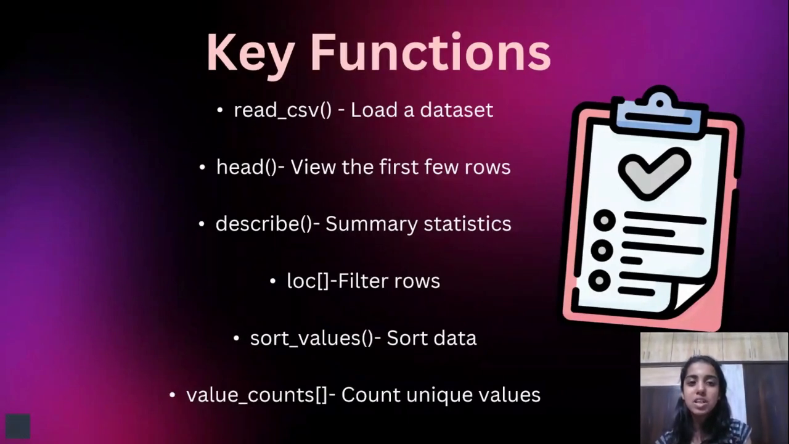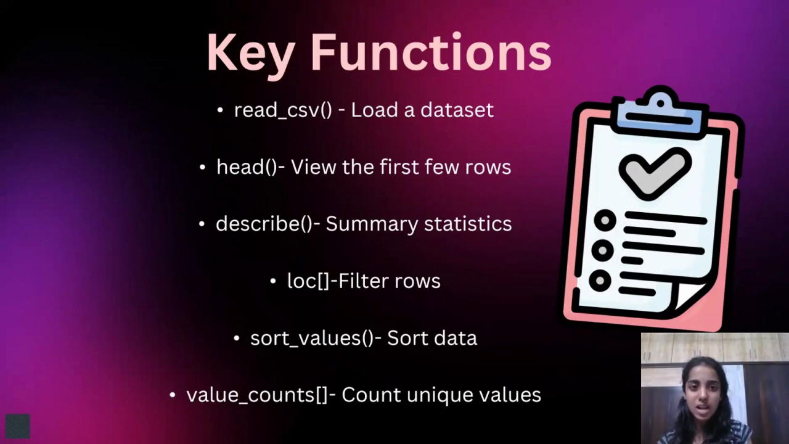Coming to the next key function, that is LOC, commonly known as lock. This function is used to access specific rows or filter the rows based on the condition. The next function we have is sort values. The purpose of sort values is to sort the values either in ascending order or in descending order. The next key function we have is value count. The purpose is to count how many times each unique value appeared in a column. Now, I hope you all understood each function theoretically. Let us do this practically.